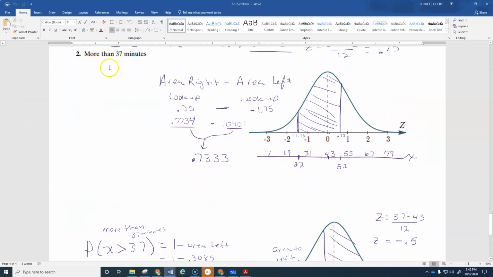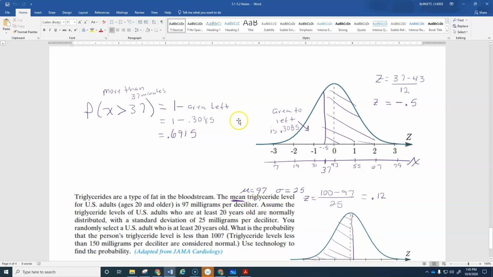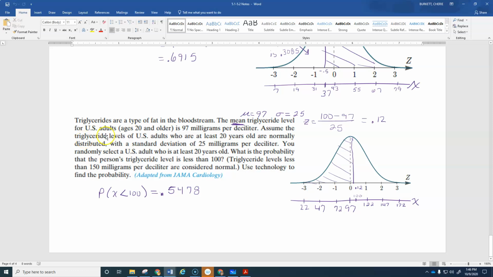The second one said more than 37 minutes. So more than 37 minutes means I went to the right. The way you look it up, you find the z-score: 37 minus 43. 37 is the x value, 43 is the mean, 12 is the standard deviation. That calculates to be a z-score of negative 0.5. Look up negative 0.5, that's the area to the left. So this area over here is 0.3085. Subtract that from 1 because you want the area to the right, and you get 0.6915. You can check your work on StatCrunch.